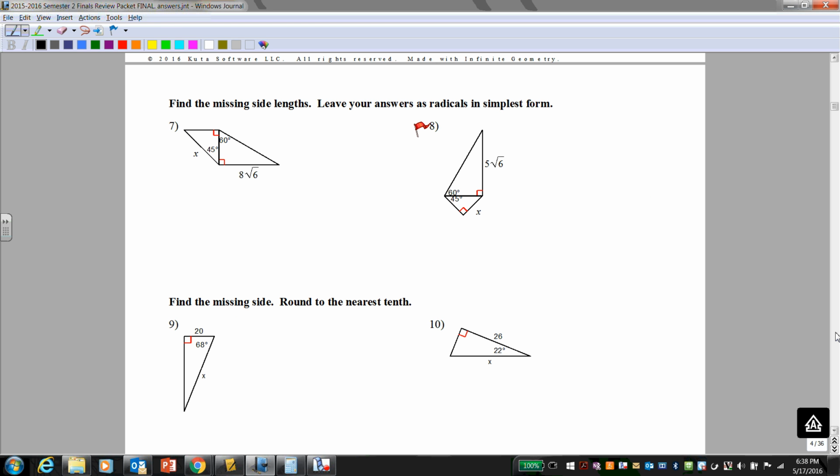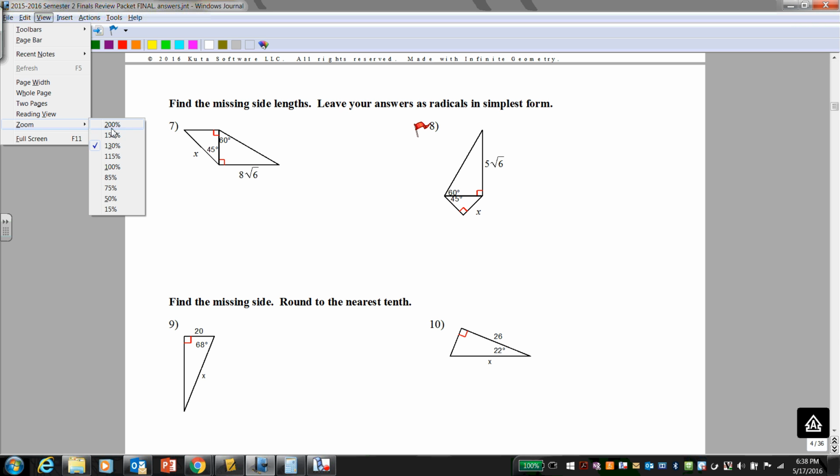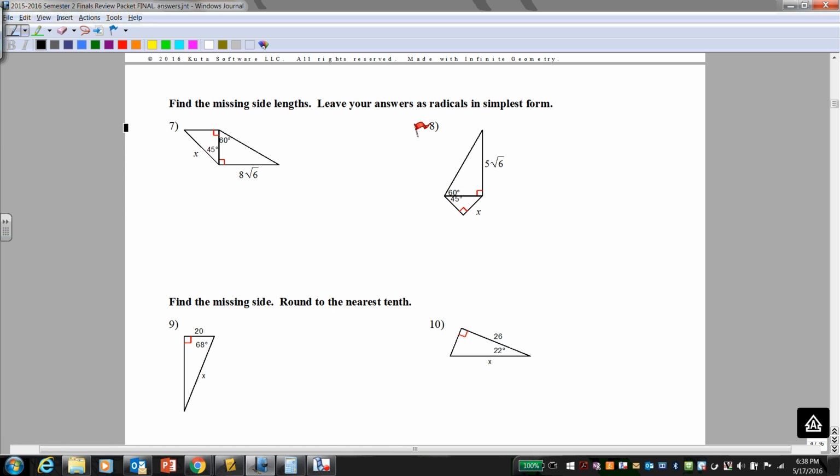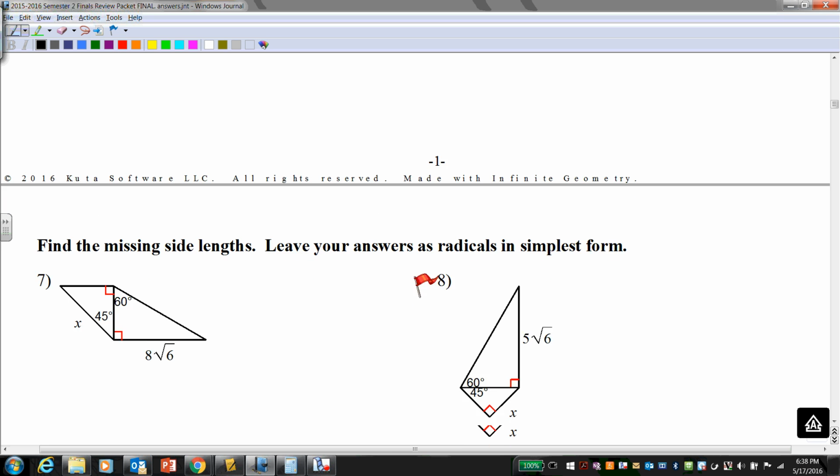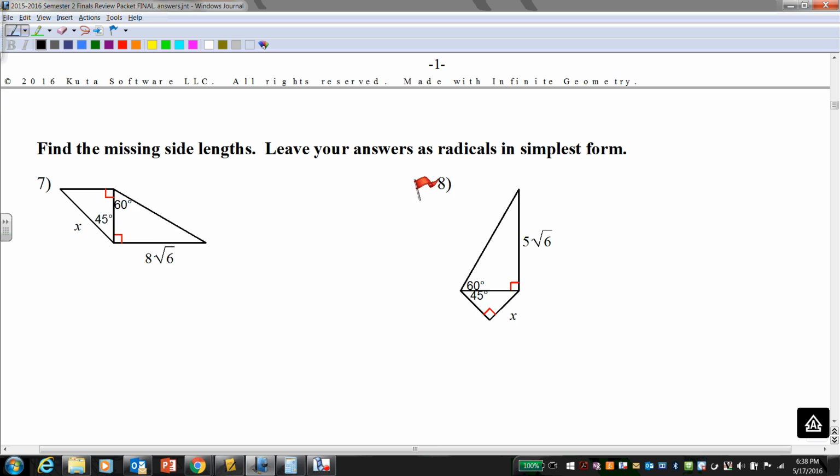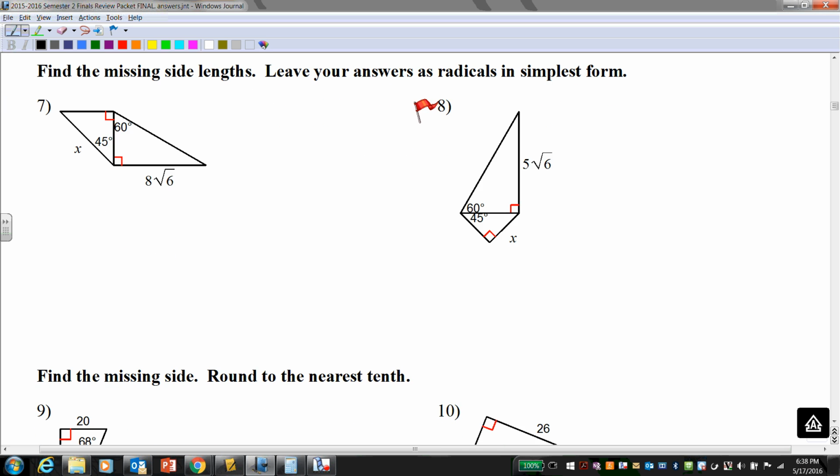It says find the missing side lengths, leave your answers as radicals in simplest form. So obviously we have a 45, 45, 90 triangle right here and a 30, 60, 90 triangle. So we're going to write out our 30, 60, 90 table, and there we go.